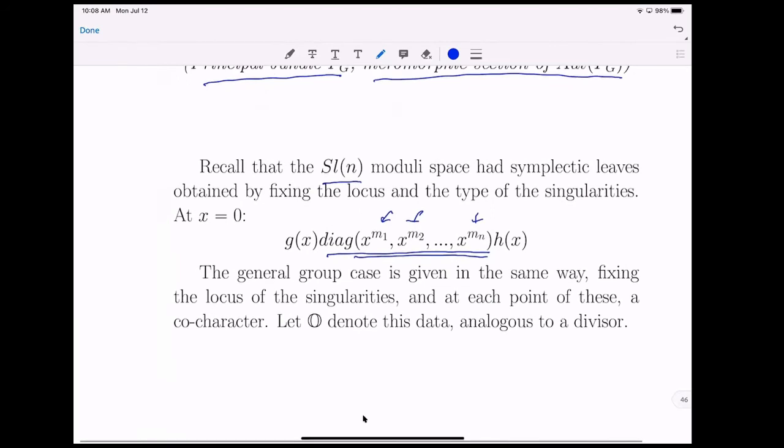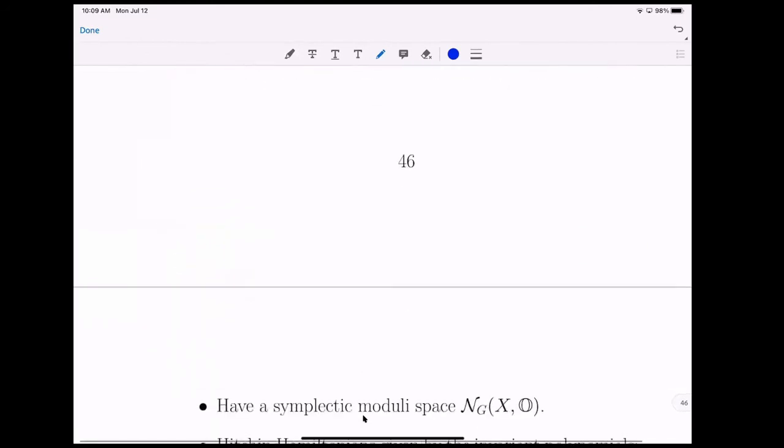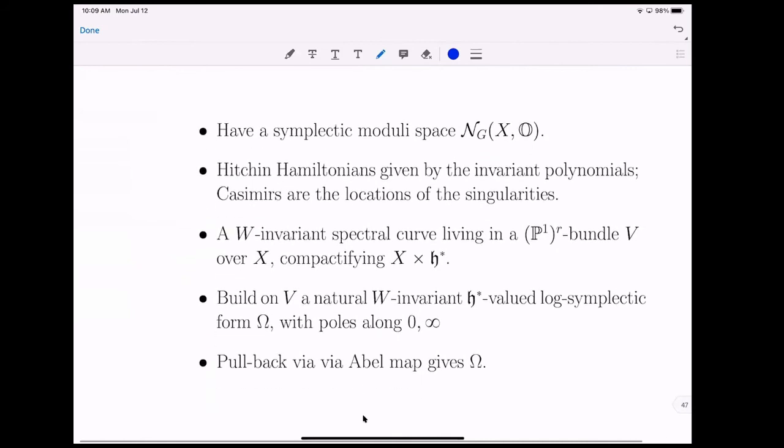And the general group is done in the same way. You fix the locus of the singularities, and at each point of these, you fix a co-character. And you can see basically this is a co-character for the diagonal group. And so you get some data: the location of the points and a multiplicity, except it's a multi-multiplicity here, because it's several points, several integers, and rather similar to a divisor. Well, with that, you'll get a symplectic space.